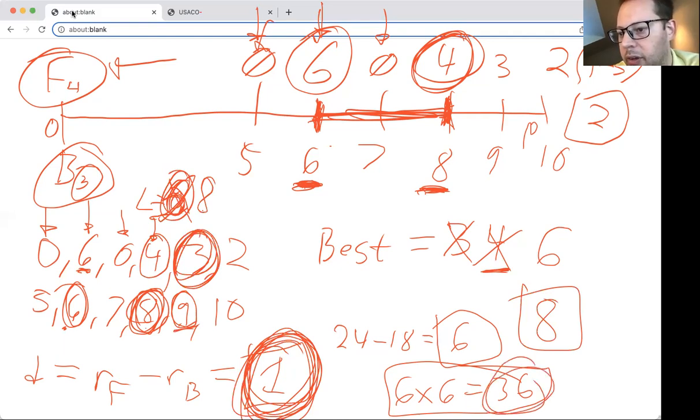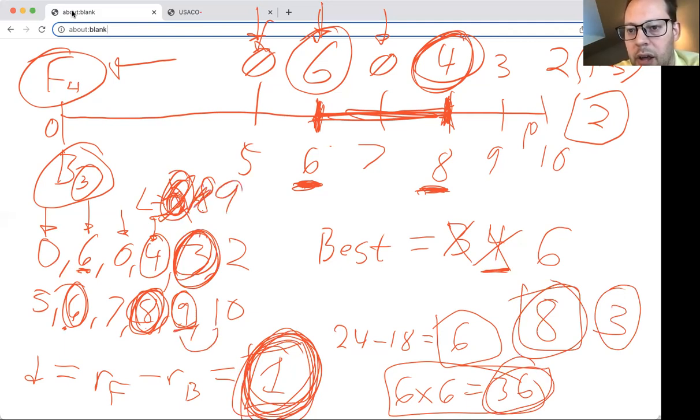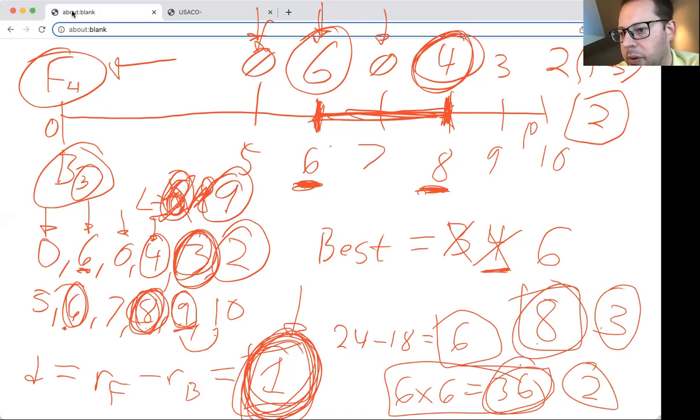So I've got my 36. I've got my 8. Now I've got a 3. Final from 9 to 10. That's also a distance of 1, my previous location being 9. 10 minus 9 is 1, times the difference in speed, which is 1, times the tastiness, which is 2, is going to give us 2 tastiness. So for this example, we should have 36 plus 8 plus 3 plus 2. I'll cut you loose to code that.